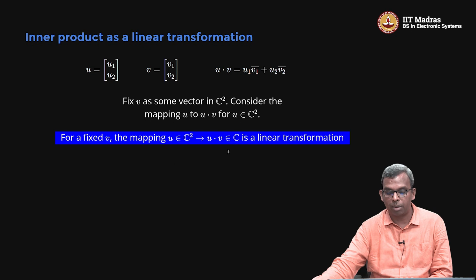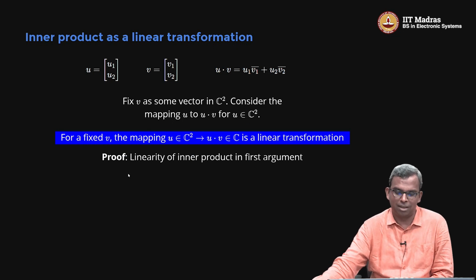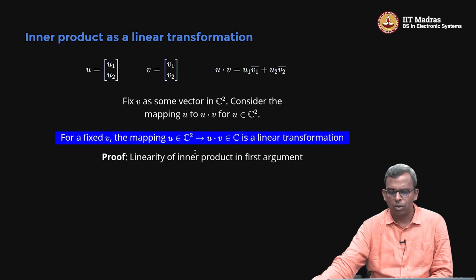This is not quite an operator, right? It is a linear transformation from C2 to C. So, the proof is really trivial. It just comes from the linearity of the inner product in the first argument. Just write it down. You will see if you take a linear combination of u, the distributive property will give you the answer.